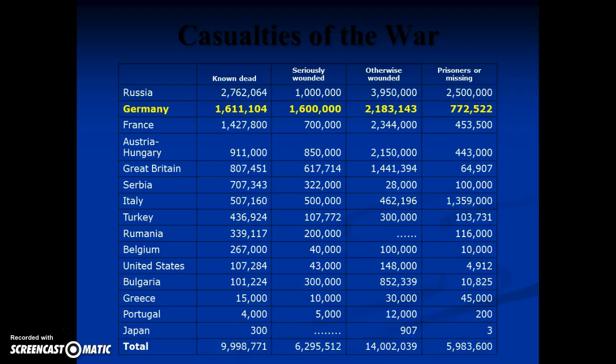If we look at the casualties of war, there you can see that Germany, because it was fighting on two fronts, had a great deal of casualties. Second only to Russia, as you can see there. Britain, on the other hand, is about 800,000. It's double the amount of German casualties, much larger than France even. You can see there the numbers of seriously wounded.